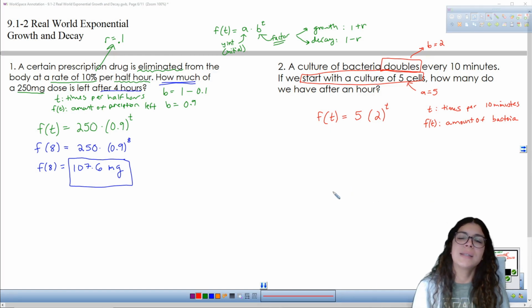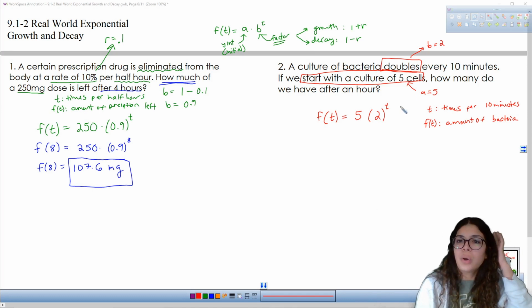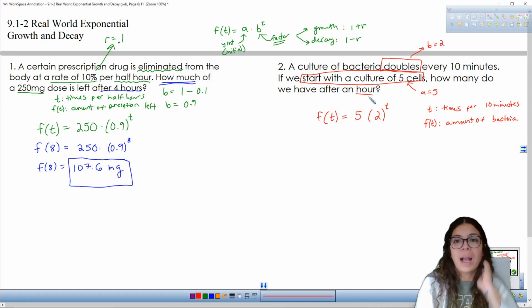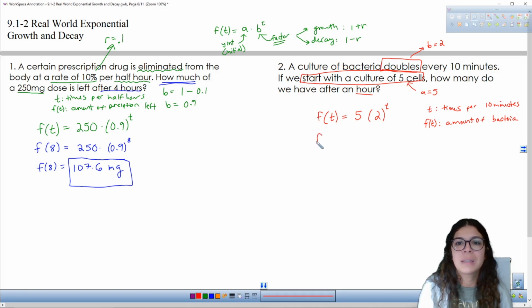So now what is t? Remember, t will be how many times in the amount of time that they give you are there 10 minutes. So we have an hour. How many 10 minutes are there in an hour? Well, there's 60 minutes in an hour, so that would mean a total of 6 10-minute increments. So t is 6, so we need to find f of 6.